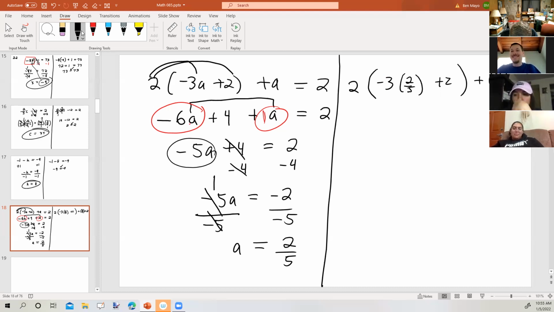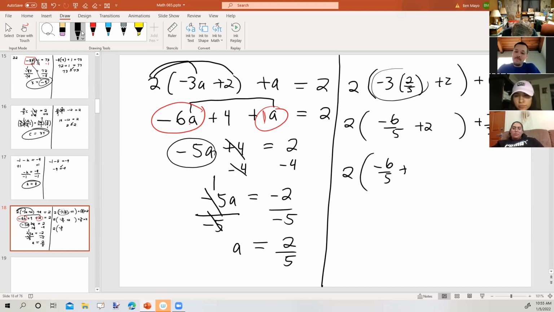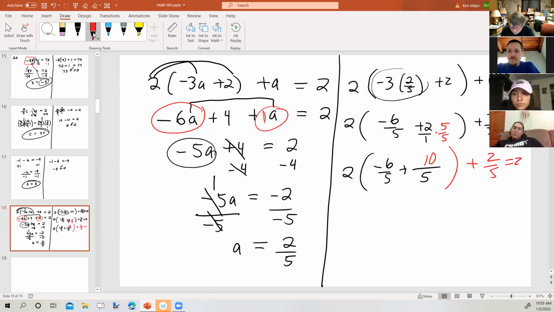Okay. So I've got 2 times, this is going to be what? -6/5 plus 2 plus 2/5 equals 2. Okay. 2 times -6/5 plus 2 is equal to 2/1. And I'm going to multiply that by 5/5 so that I end up with 10/5. So 2 became 10/5, right? Yeah, and you're probably smiling going, yeah, decimal would have been so much easier. I totally agree. But that doesn't mean you can always avoid fractions.